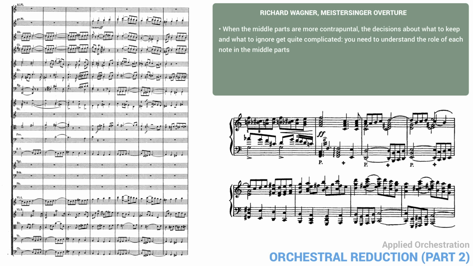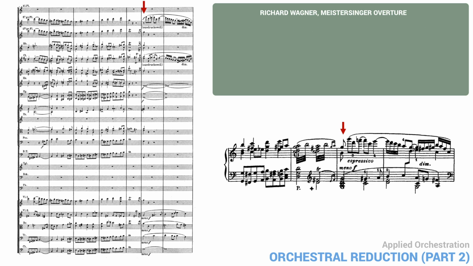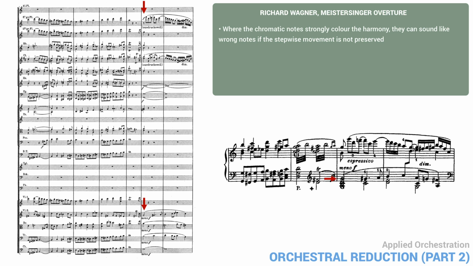Now, if measure 3 was totally homophonic, this passage is somewhat more contrapuntal, but the coming bars are even more so. In measures 7 and 8, the second violin is chromatic. In cases like this, where the chromatic notes strongly color the harmony, they can sound like wrong notes if the stepwise movement isn't preserved. So here Klindworth preserves the chromatic line as is. This is made possible by his decision not to include the lower octave of the melody in the clarinet. He does leave out a few diatonic notes in the viola and cello parts, but maintains the melody, the bass, and the chromatic line from the second violin.